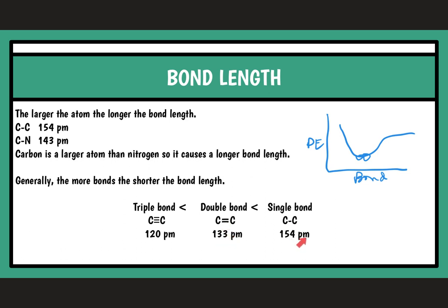And sometimes I like to make an analogy, like if you were just holding a single hand with a partner, you could be pretty far apart, but if you were holding two hands, you would be closer to your partner. So that's why we'd say that a double bond is a smaller bond, or a shorter bond, than a single bond would be. There's that more attraction going on there.